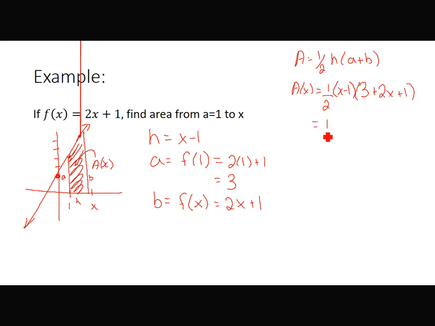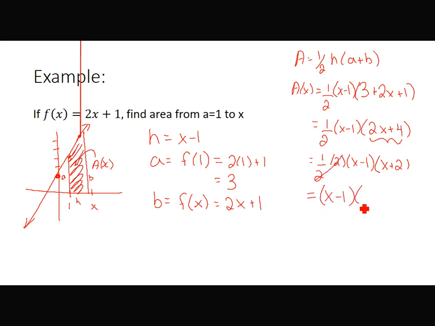I simplify, I have my 1/2, my x minus 1. I'm going to get 2x plus 4. I'm going to take out a 2, put it at the front here. I'm left with x minus 1 and x plus 2, so I took the 2 out of here. These two cancel, and I'm left with x minus 1 and x plus 2. Now I'm just going to expand that to show you a pattern that happens, and we get x squared plus x minus 2.